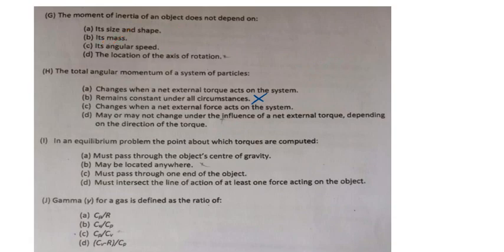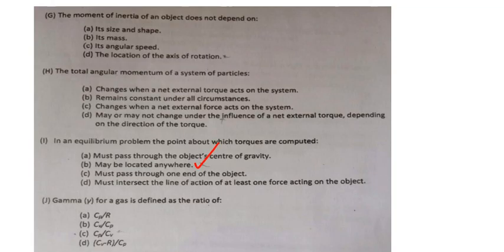Now we come to I. In an equilibrium problem, the point about which torques are computed, the turning points, the pivots, must pass through the object's center of gravity, may be located anywhere, must pass through one end of the object, must intersect the line of action of at least one force acting on the object. So our answer here is B.